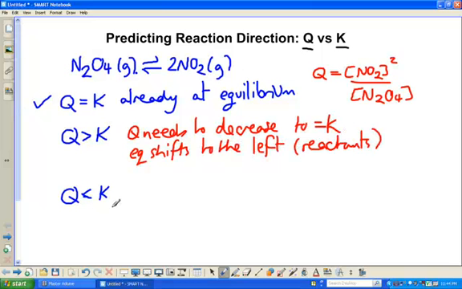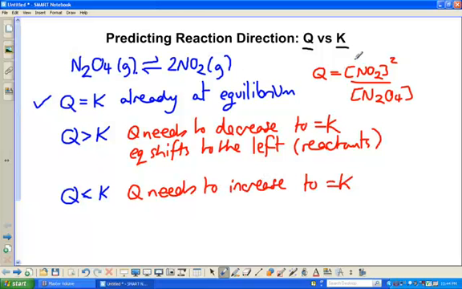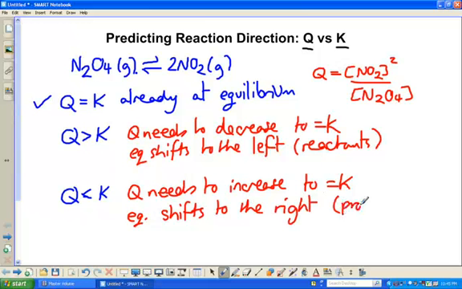Okay? And it's absolutely the opposite for when Q is less than K, because in this case it means Q needs to increase to be equal to K. So Q needs to get bigger, so this value needs to increase, so therefore there need to be more products. And so in this case, the equilibrium shifts to the right, or towards the products. Okay, and those are the three possibilities of predicting Q versus K.